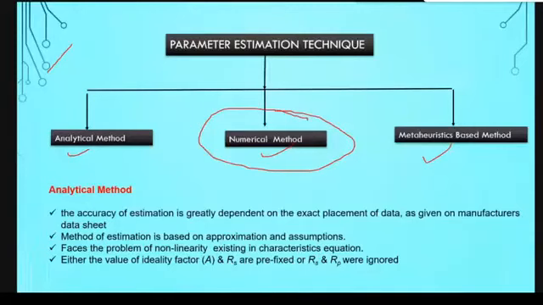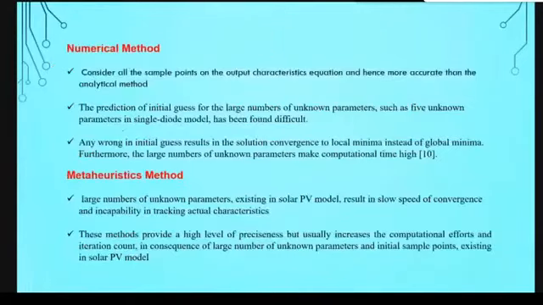the large number of unknown parameters existing in the solar photovoltaic model, which results in slow speed of convergence of this technology. Iteration count will be large. A large number of iterations are required to solve these 5 unknown parameters. So these are the methods and the areas through which you can explore research.